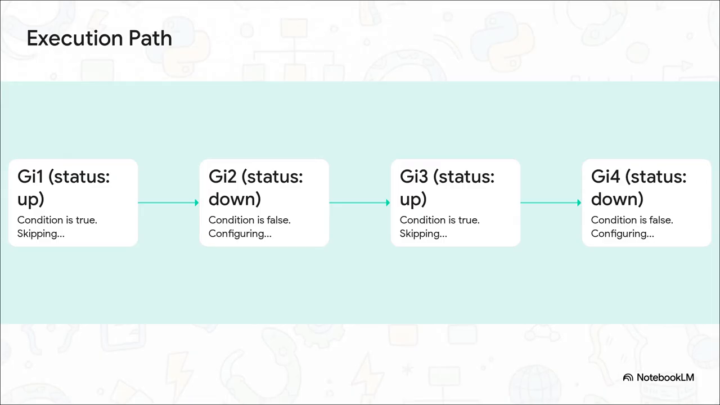You can see exactly how this plays out here. We check G1, it's up, so we hit continue and skip it. Then we get to G2, it's down, so we skip the if block and proceed to configure it. Then we get to G3, it's up, so we skip again. Finally, we configure G4. See? Continue lets us zero in on only the items we actually care about.